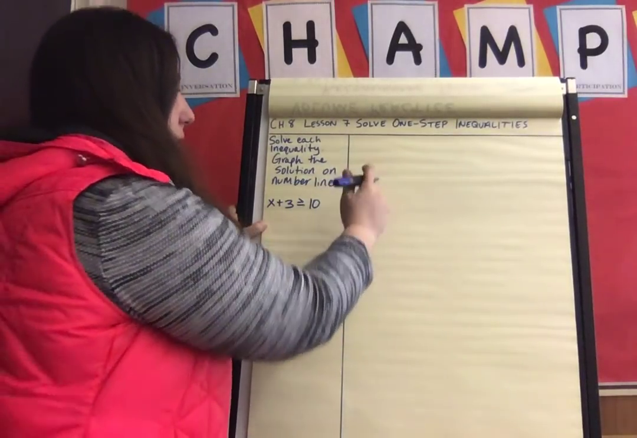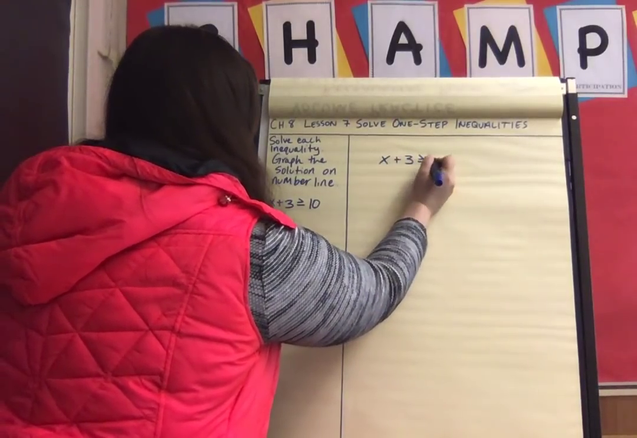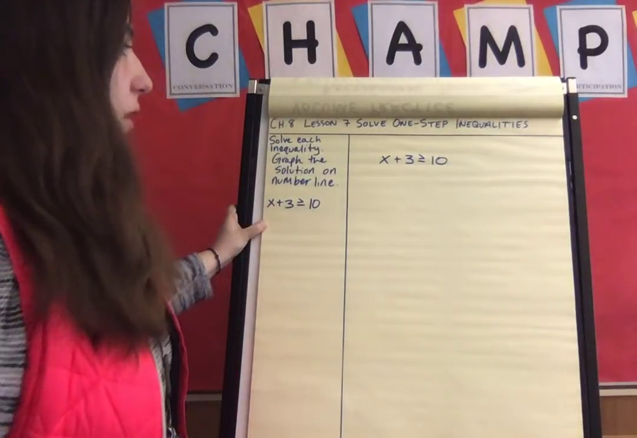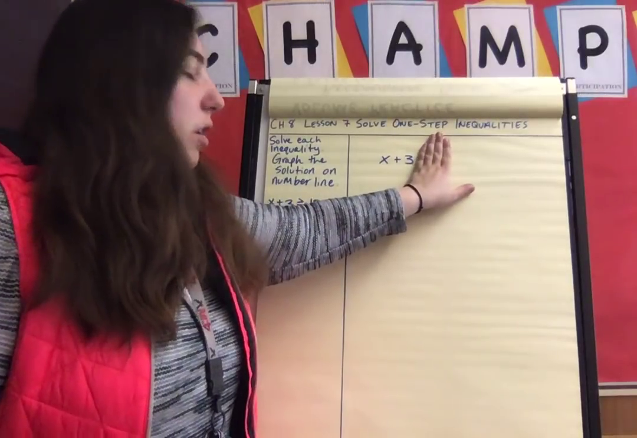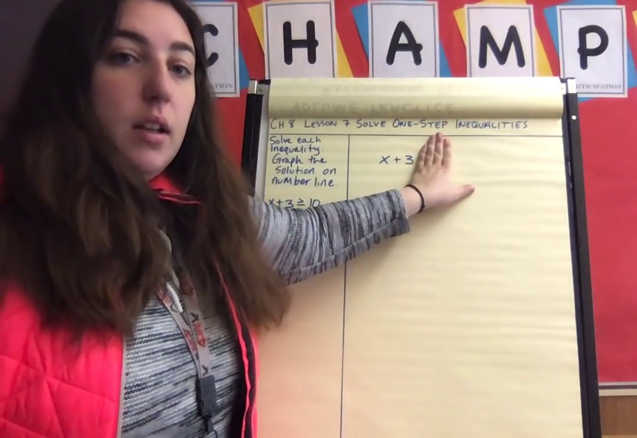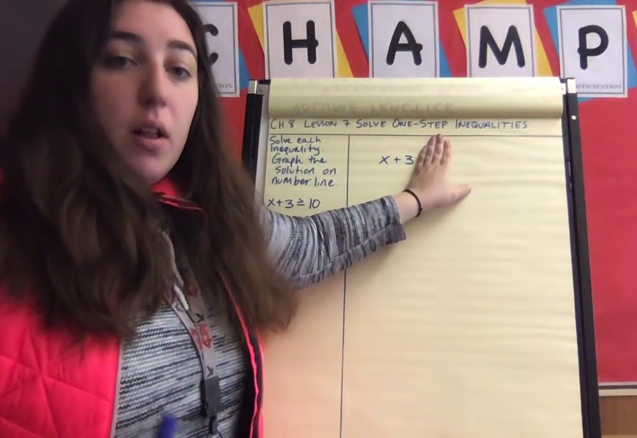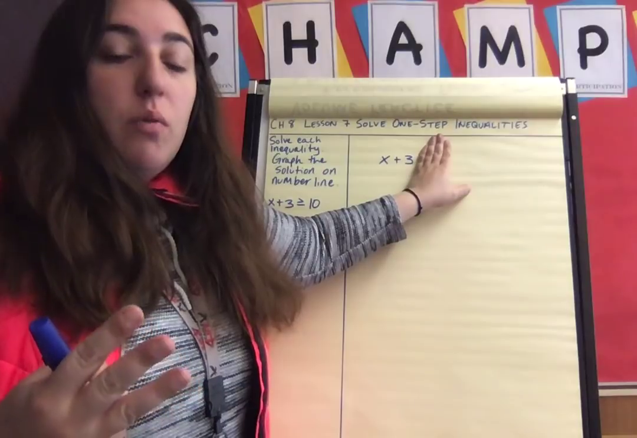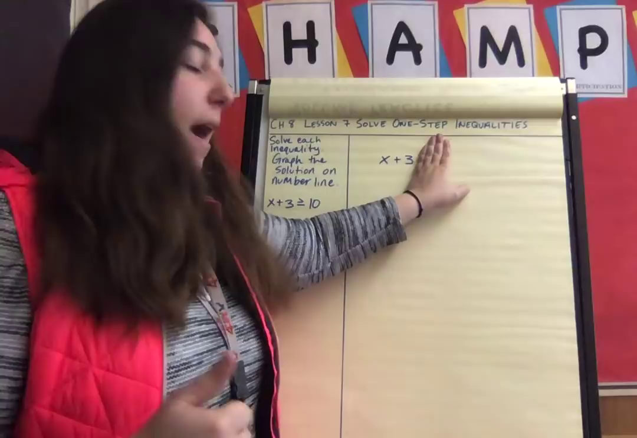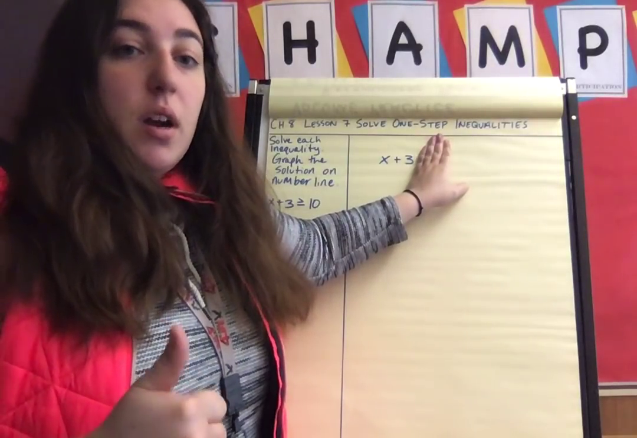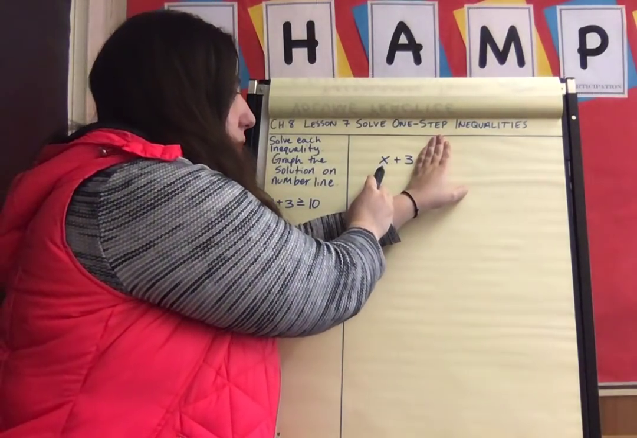Okay, so I'm going to rewrite that over here. x plus 3 is greater than or equal to 10. Alright, so when I'm solving a one-step inequality, I want to actually ignore this side of the inequality. And I'm just looking at this right here, okay? I'm going to follow the same 3 steps we followed when solving for equations. So step 1, identify where our variable is. Our variable is right here, okay?